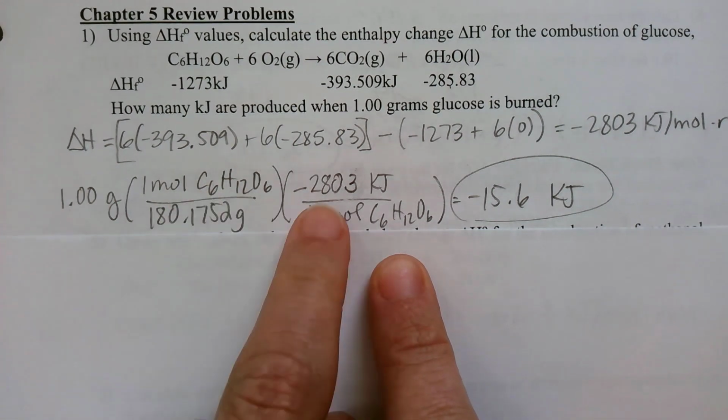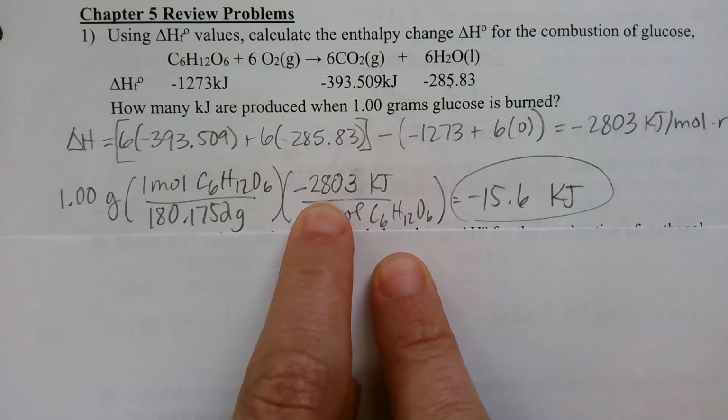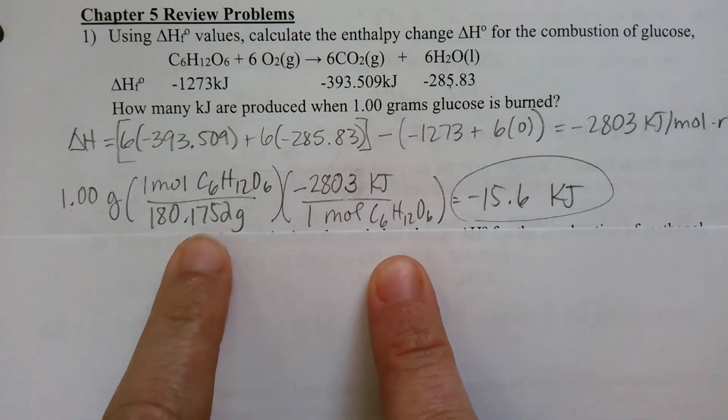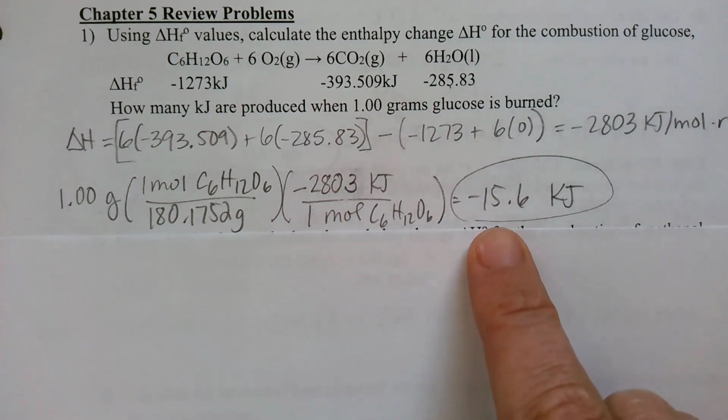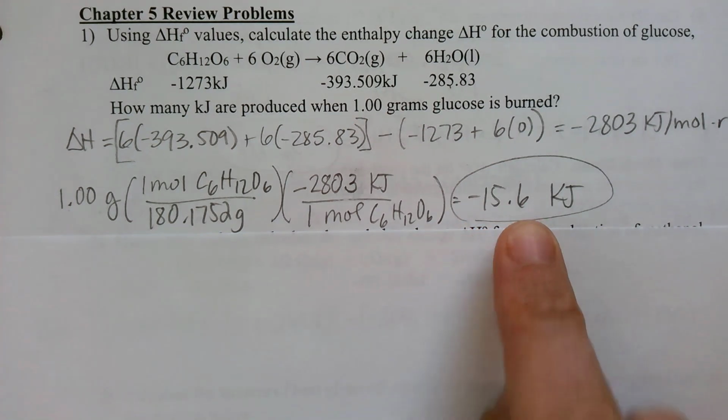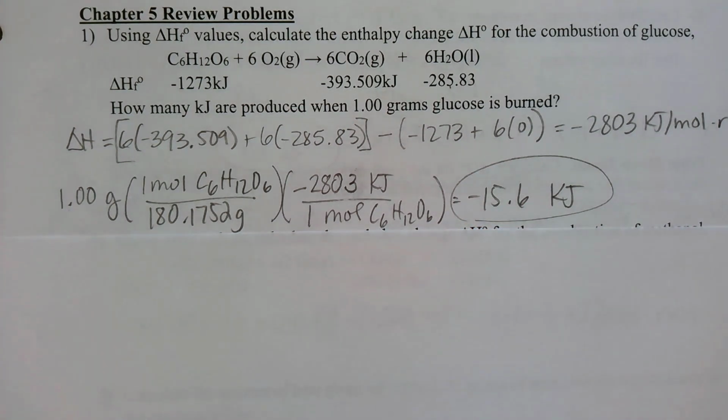So 1 times negative 2803, all divided by 180.1752. 3 sig figs because of my 1.00, should be negative 15.6 kilojoules are produced when 1 gram of glucose is burned.